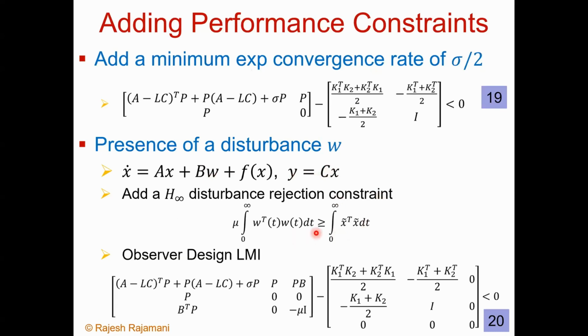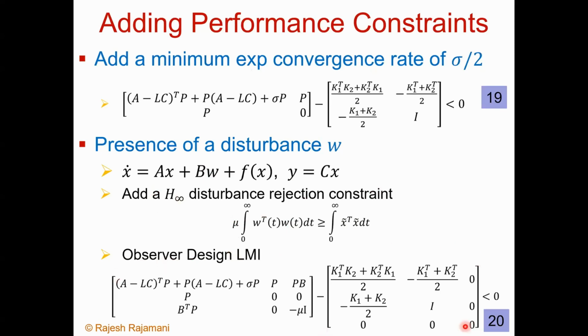basically the ratio between the 2 norm of x tilde to the 2 norm of W, which is the disturbance, so that is basically bigger. So this ratio is less than mu. So this H infinity disturbance rejection constraint can also be incorporated into the observer design LMI.